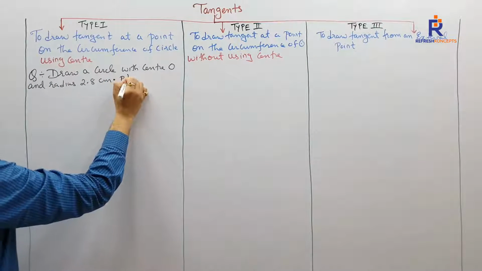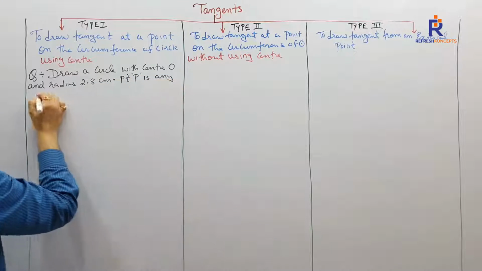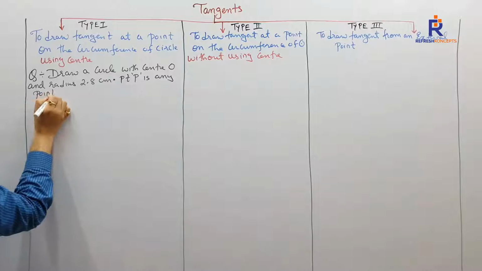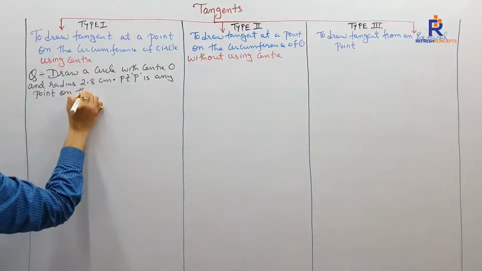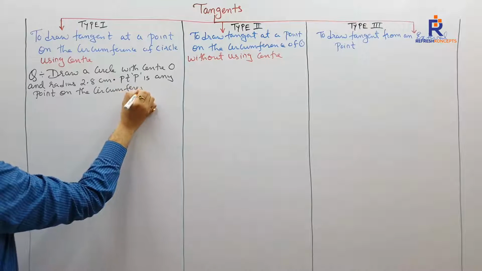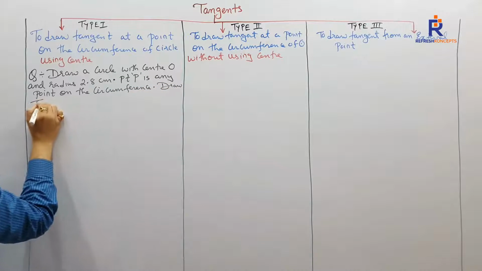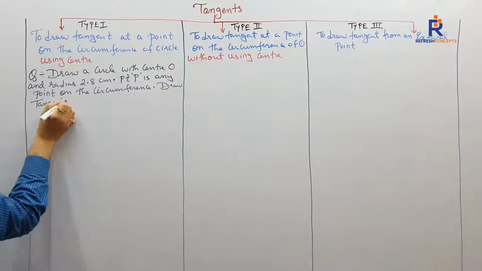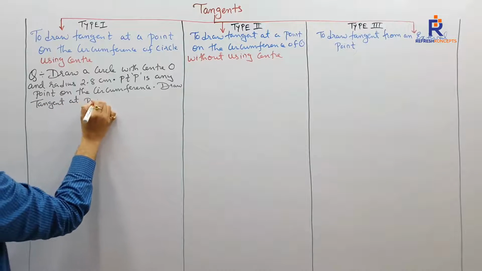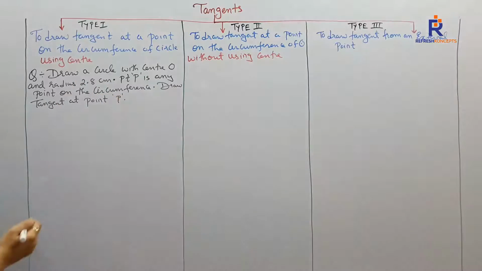Point P is any point on the circumference. Draw tangent at point P.